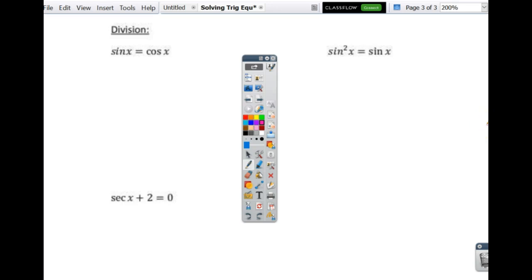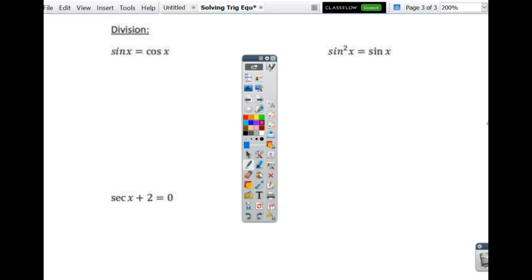So the next set we want to talk about is when we can divide. So sine of x equals cosine of x, you can divide. Sine squared of x equals sine of x, you can't divide. When they're different, you can divide. When they're the same, you can't divide or you lose a term. So this one, it's okay to divide.